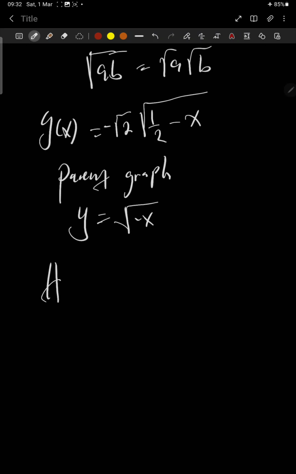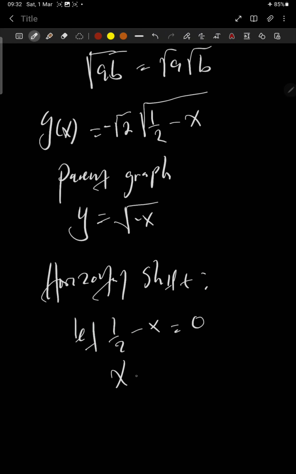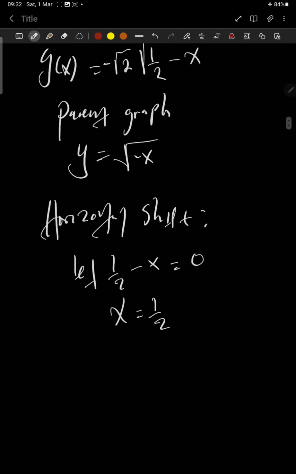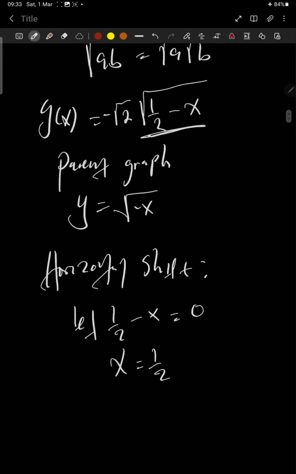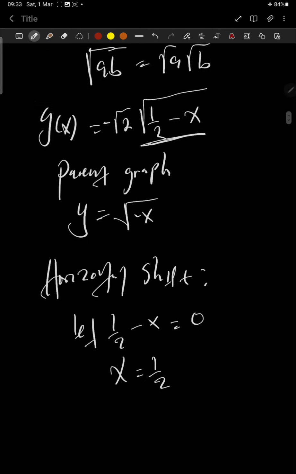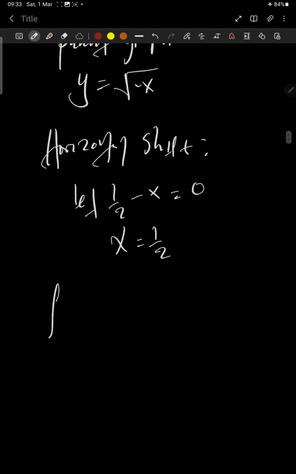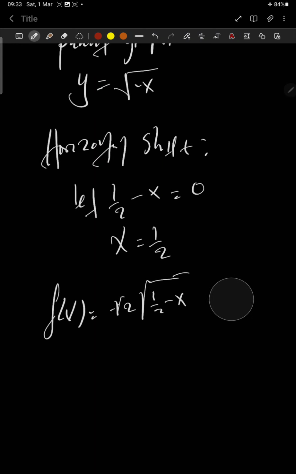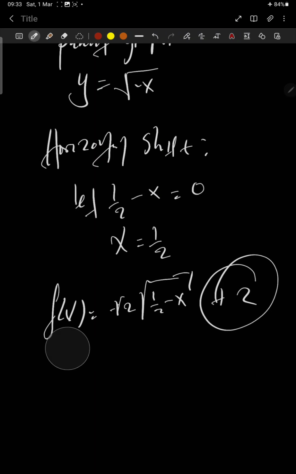All right, after the parent graph, you go to horizontal shift. All right, how do you find the horizontal shift? You say let 1 minus 2x be equal to 0, and your x is equal to half. After this, you equate what is inside the function. That's horizontal shift. Then do you have a vertical shift? No, you do not have, unless you add something like this: f of x is equal to negative square root of 2 times the square root of 1 minus x, minus 3 outside here, or plus 2 outside the square root. This is your vertical shift. A number away from the square root is a vertical shift.